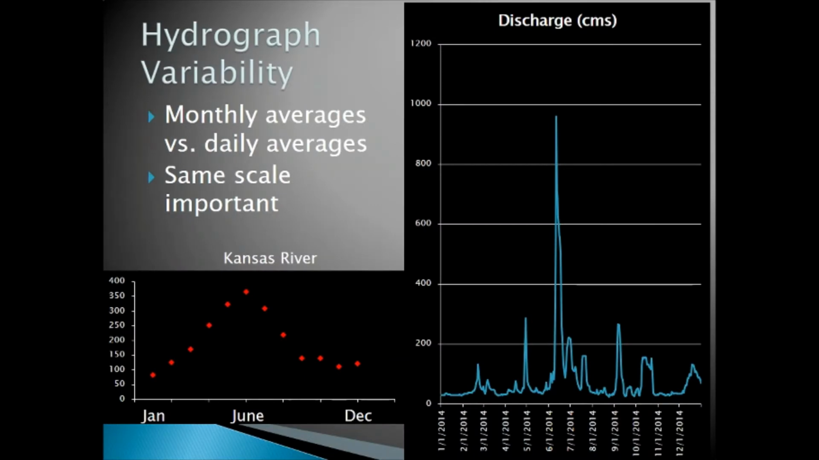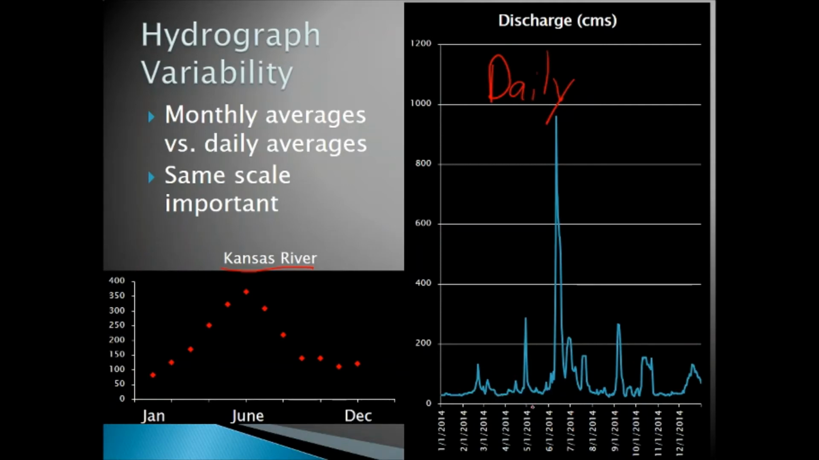So I mentioned that time was unspecified, and this makes a really big difference. If you look at something like monthly averages versus daily averages, these are the same graphs. This is the same river, the Kansas River that I did my master's degree on, so that's why I'm using this. And they're both in cubic meters per second. What this graph here is basically is daily, meaning every day they plotted what the average discharge for that day was.